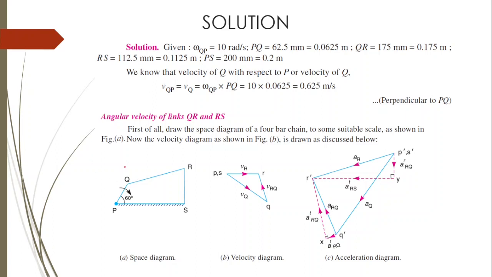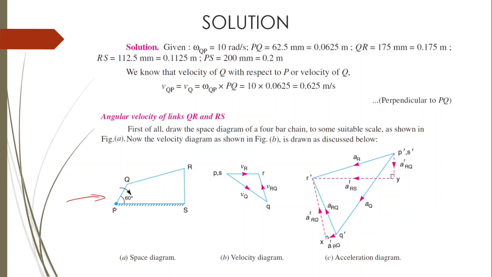Then first we have to draw the space diagram of the given 4-bar mechanism. PS is a fixed link and its length is 200 mm, so that we can draw the space diagram. This is the space diagram. We can draw the space diagram with a convenient scale. Here the length of PS is equal to 0.2 meter. Then we can take that 0.2 meter as 20 mm or any other convenient scale.